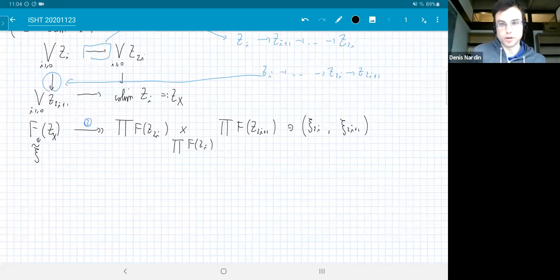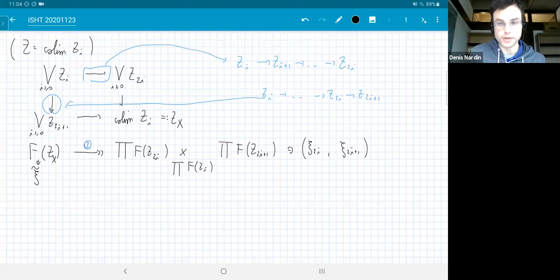Okay, now I just need to show you that this z_x has the properties that we wanted to have. So we have a map.